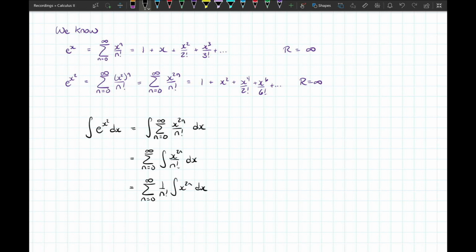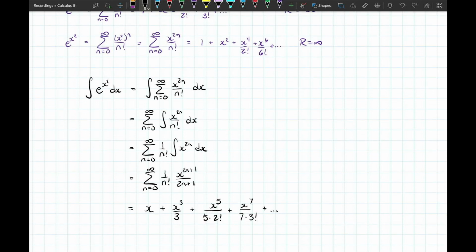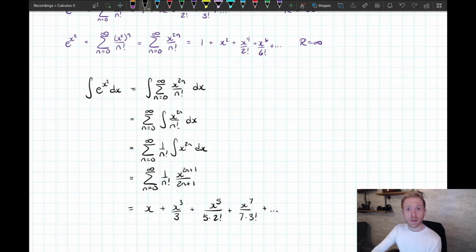And we can see that the antiderivative of x to the 2n is now just a simple power rule on each of the terms. This gives us a new power series representation of the antiderivative of e to the x squared. We can definitely say that it's an integrable function. The problem with this is that we can only represent that antiderivative as this power series representation. And we can't seem to find a way to represent the antiderivative of e to the x squared in terms of a finite number of elementary functions.